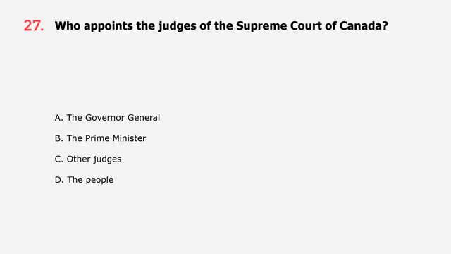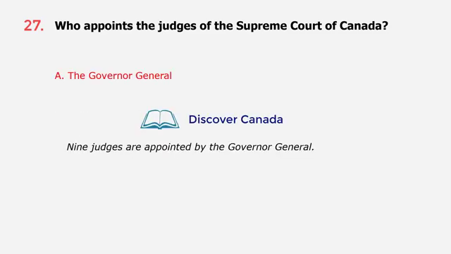Question 27. Who appoints the judges of the Supreme Court of Canada? A. The Governor General. B. The Prime Minister. C. Other judges. D. The people. The answer is A. Governor General.